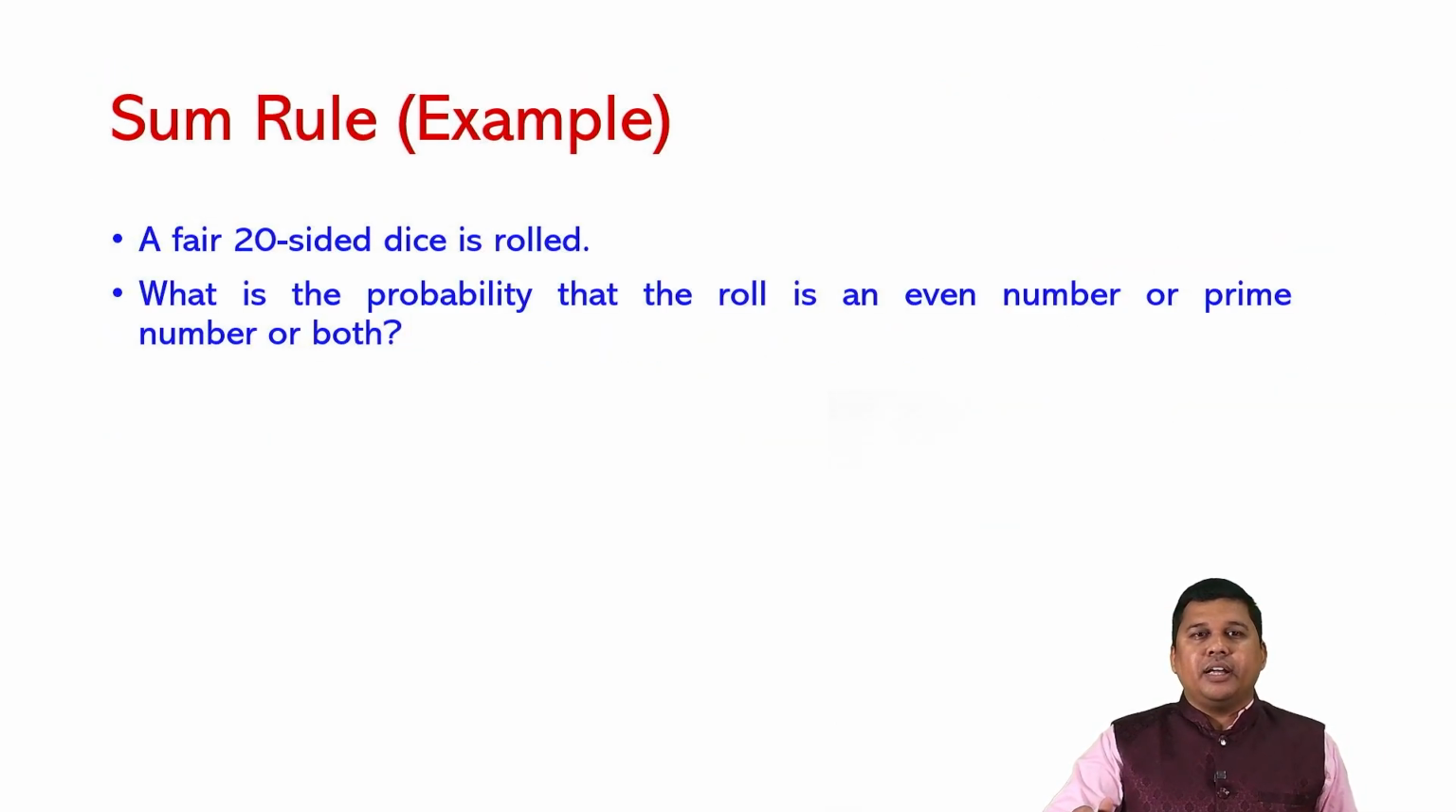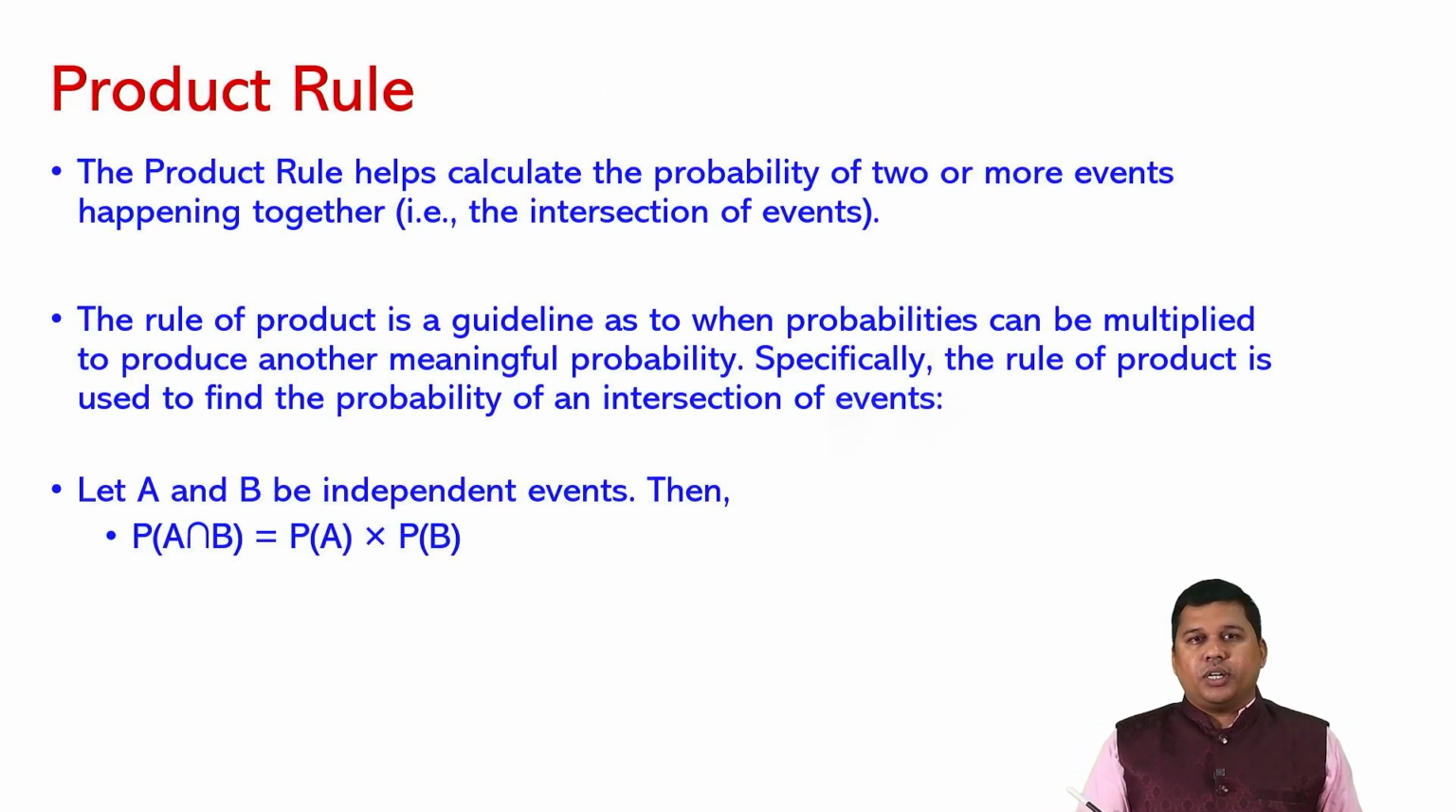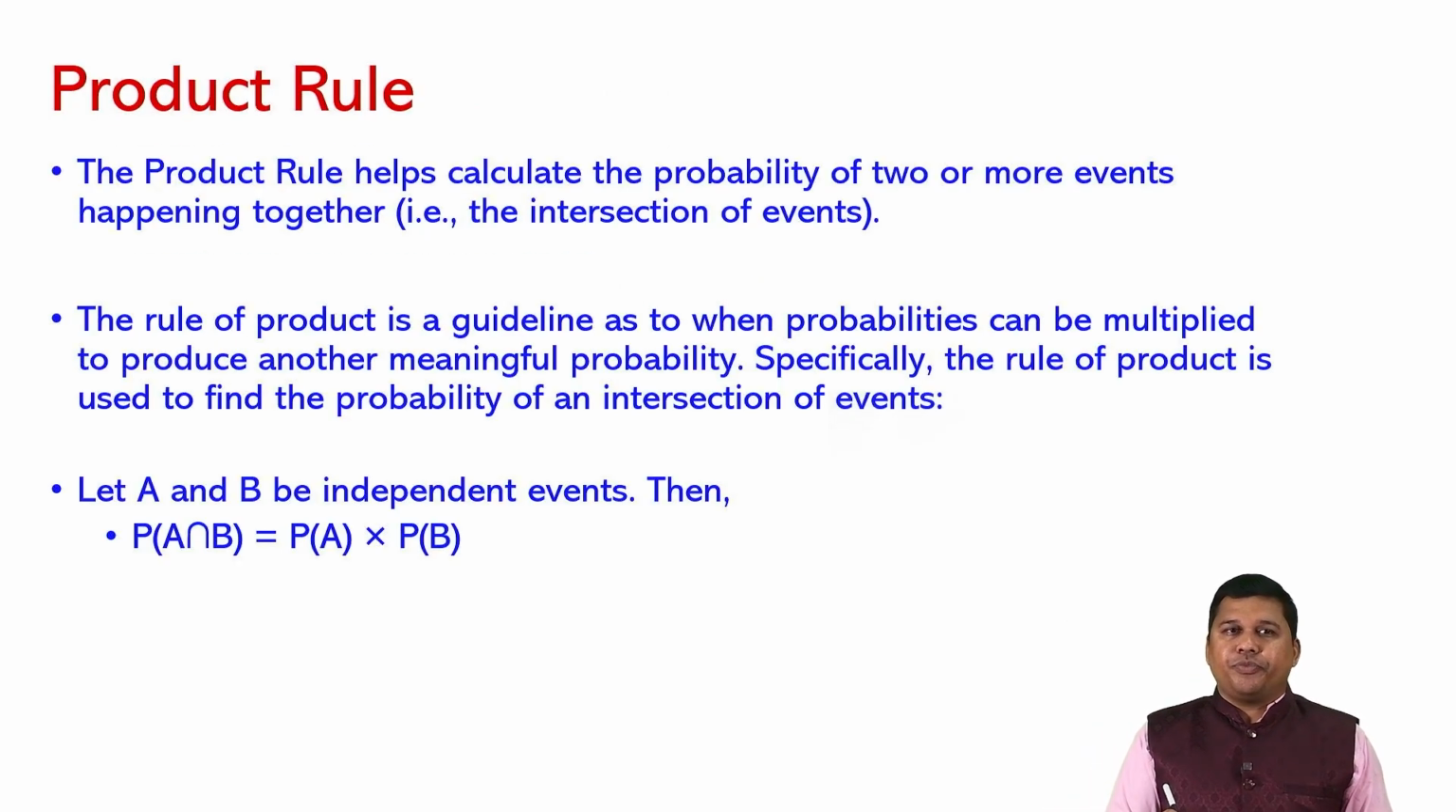Let us go and understand the product rule. Where do we use this product rule? Okay. The product rule helps calculate the probability of 2 or more events happening together. When 2 events are happening together, that is the intersection of events, there we use this product rule of probability, right.